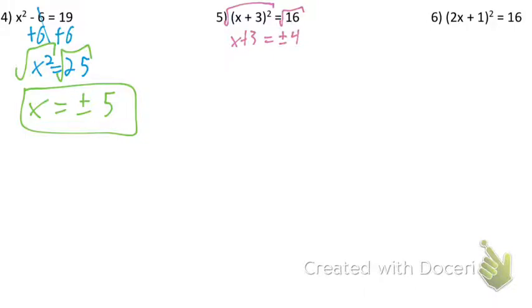Now wait. Is x by itself yet? No, so this is the first time we've had to do that step number 3, right? We haven't had to do step number 3 yet. So for step number 3, what do we have to do to get x by itself still? Subtract 3. Wait, how do we know whether we're subtracting 3 from positive 4 or negative 4? Pick one. What do we do?